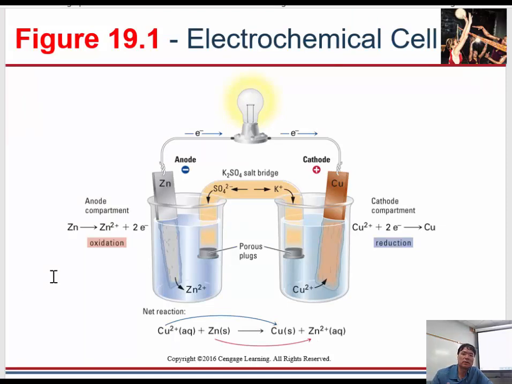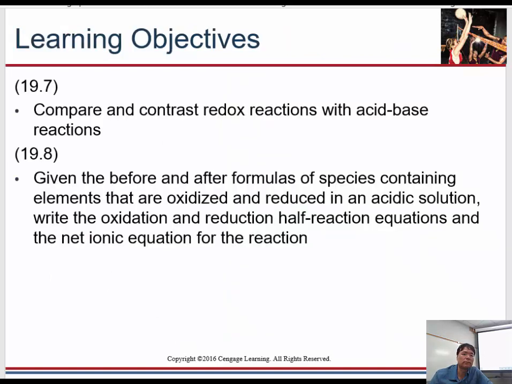In electrochemistry, we have electrochemical cells. And so let's maybe talk about that first before we get into the specific application here.